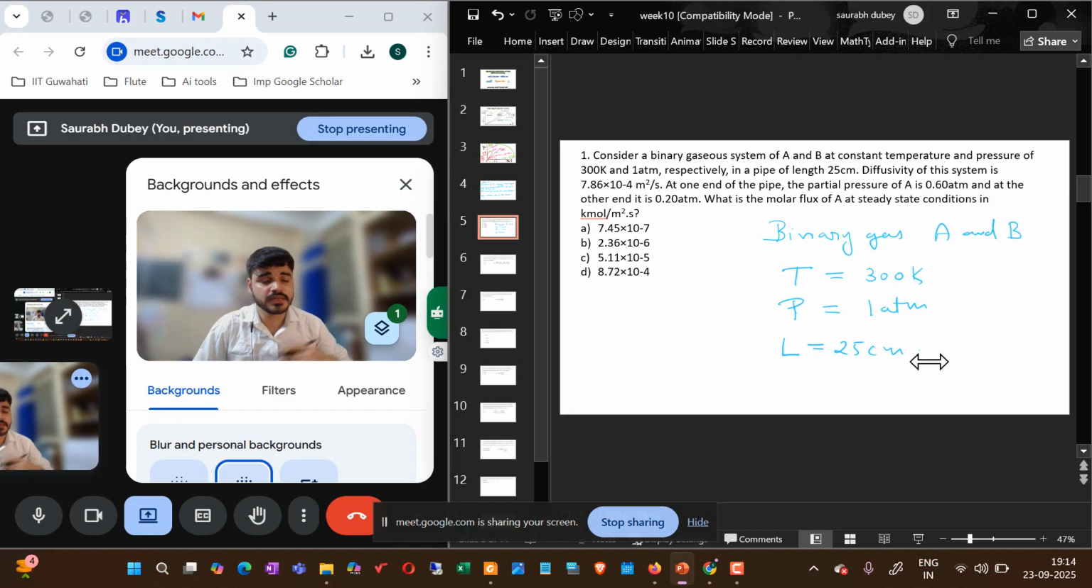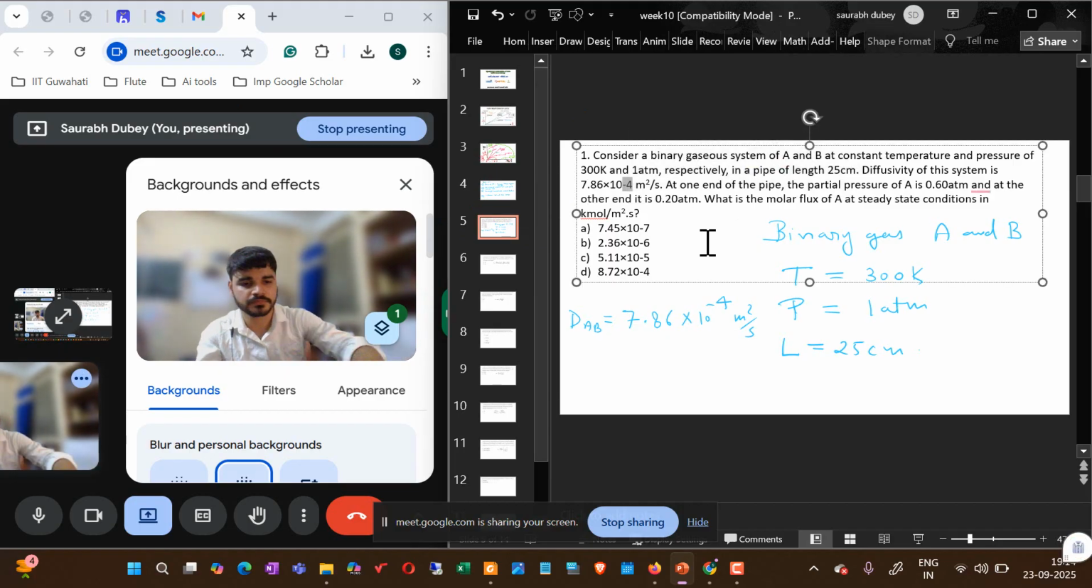Diffusivity of this system, so you are having DAB. The DAB value is, let me write it here, 7.86 into 10 power minus 4 meter square per second, right? So this diffusivity value you are having, just make it power. Okay.